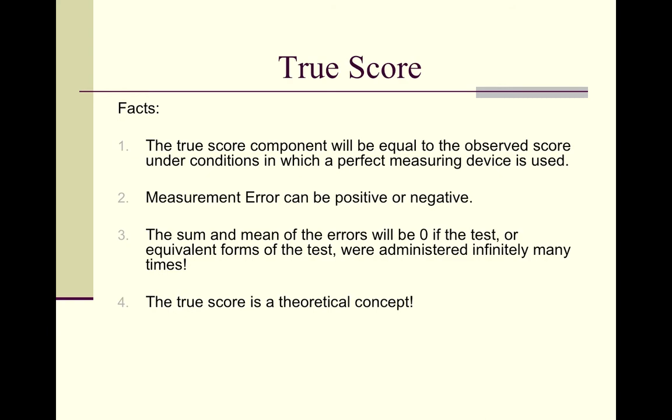Measurement error can be positive or negative, as we talked about before. We can think of the distribution of our errors as normally distributed, and the sum, and obviously the mean, will be 0. If the sum is 0, the mean obviously has to be 0. So the sum of the errors and the mean of the errors of the test will be 0. And guys, the true score is a theoretical concept. Again, what is my true score IQ?